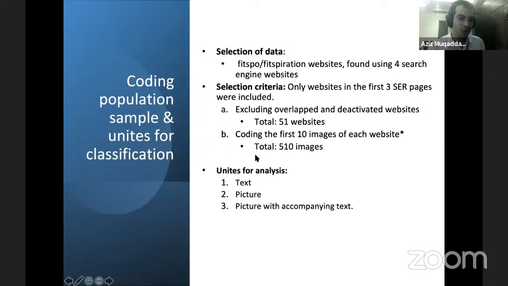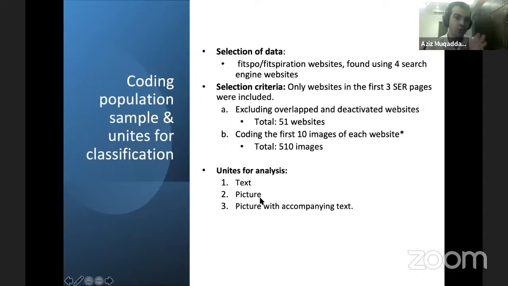And then they said they're going to analyze the text, picture, and picture with accompanying text. So it's the image and then the blurb, like at the bottom. Sometimes you have a description, and sometimes an image with a slogan printed on the image itself. So that's what they're looking for. If those websites had articles, they're not looking at articles, or maybe audio content or video content.